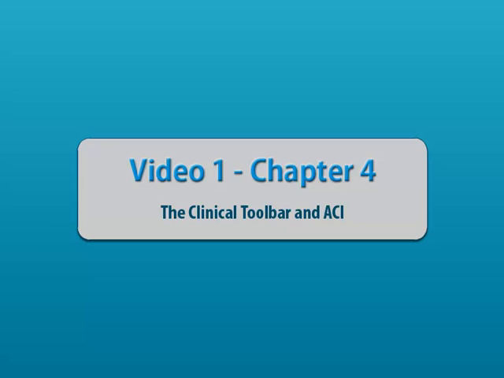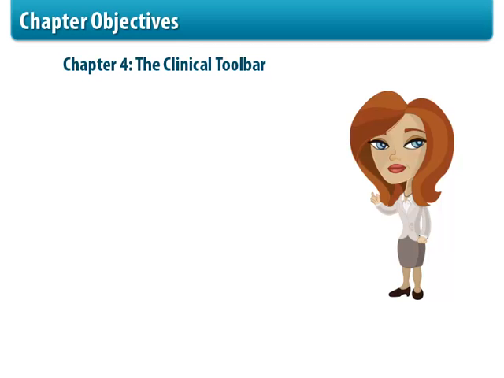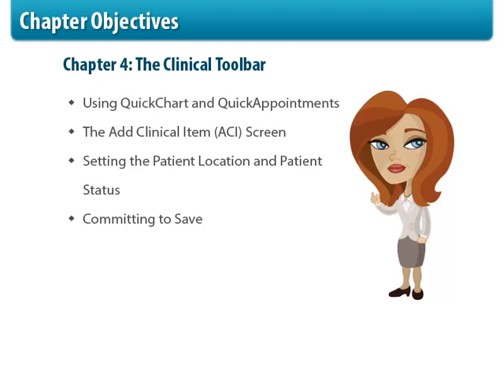In the next chapter, we will discuss the clinical toolbar in the ACI window. This chapter will introduce you to the clinical toolbar of AEHR. In this section of this video, we will discuss the functions accessible from the clinical toolbar. We'll discuss the quick chart and quick appointments, the Add Clinical Item or ACI screen, setting the patient location and status, and committing to save information that you've entered during the current encounter.